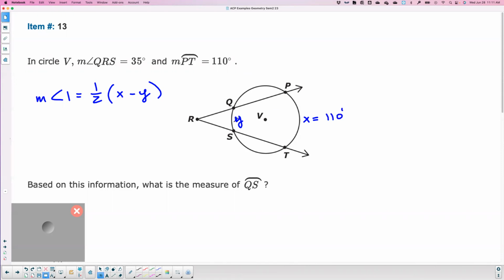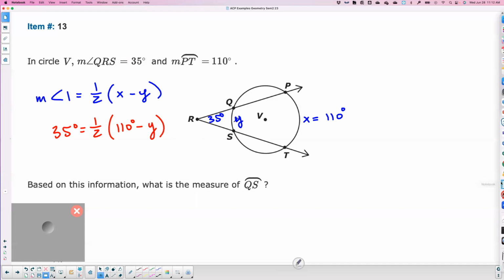And they also give us measure of angle QRS, which is our angle 1, equals 35 degrees. That looks weird saying 1 equals 35, so I'm just gonna put 35 degrees. So when we plug in, measure of angle 1 is 35 equals 1 half, 110 minus Y. Now you can solve this.